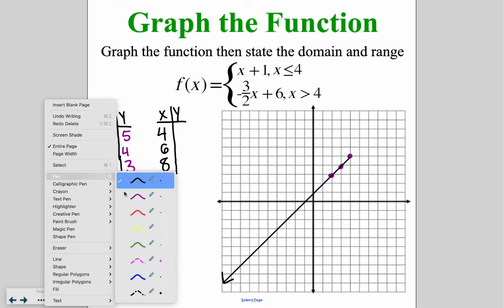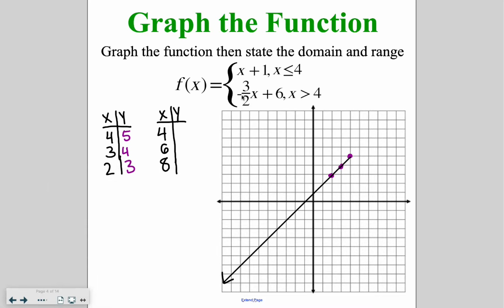So I'm now going to plug those values in, and I'm going to say negative 3 halves times 4, which is going to give me negative 6 plus 6, giving me an answer of 0. Then I would plug in 6, and negative 3 halves of 6 is going to give me negative 9. So then my value here is negative 3 when I add the 6. And then I do 8 times negative 3 halves, which is going to give me negative 12, plus 6 is negative 6.